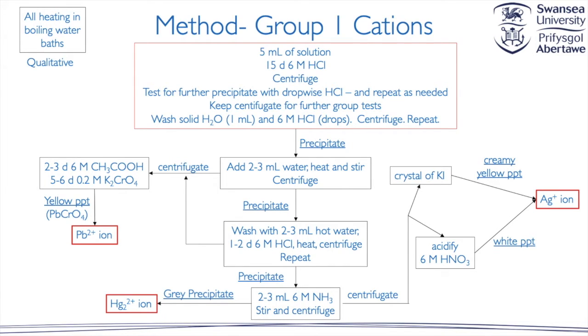For mercury, we take the precipitate, then add hot H2O and 6 molar HCl. To the precipitate of this, if we add 6 molar NH3 and there's a grey precipitate, we know mercury is present. Then to the centrifugate, we can either add potassium iodide or 6 molar nitric acid. When we add the potassium iodide, a creamy yellow precipitate should form, or if we add nitric acid, a white precipitate will form, indicating silver ions.